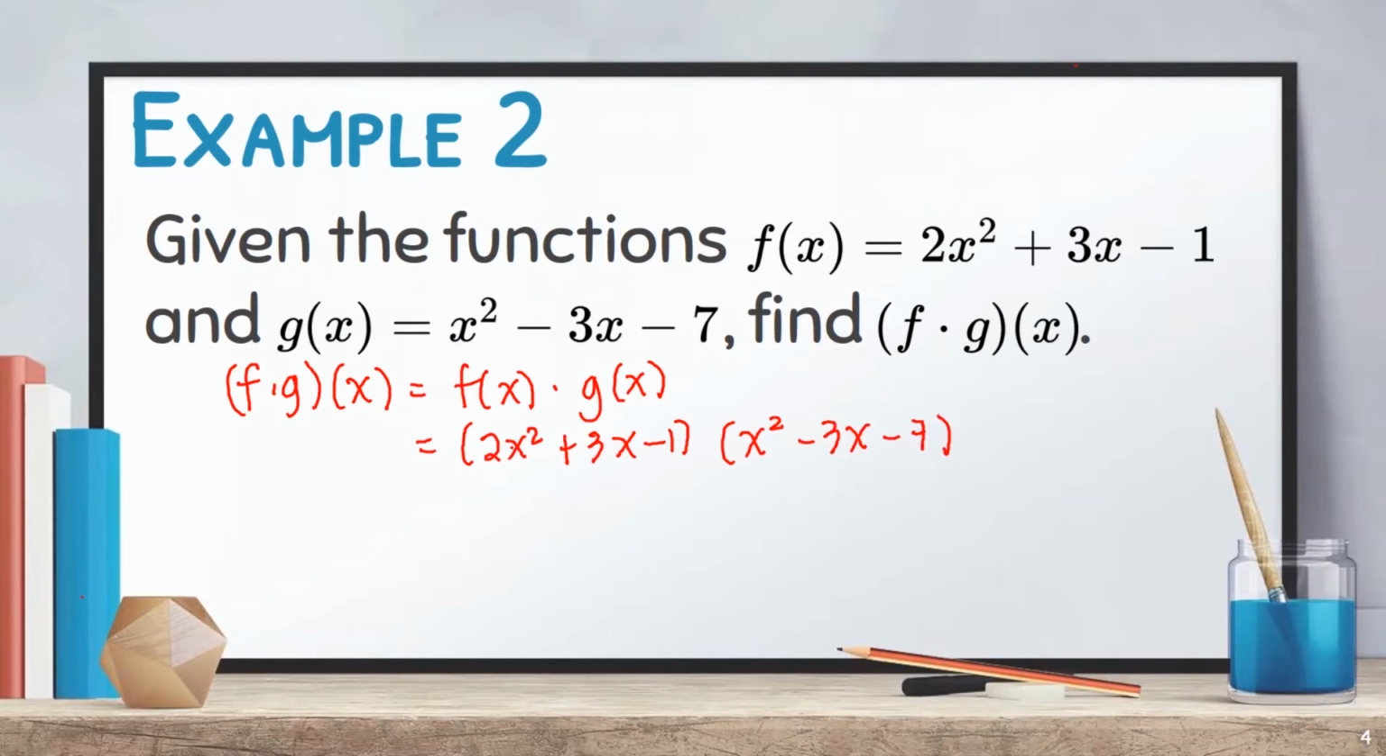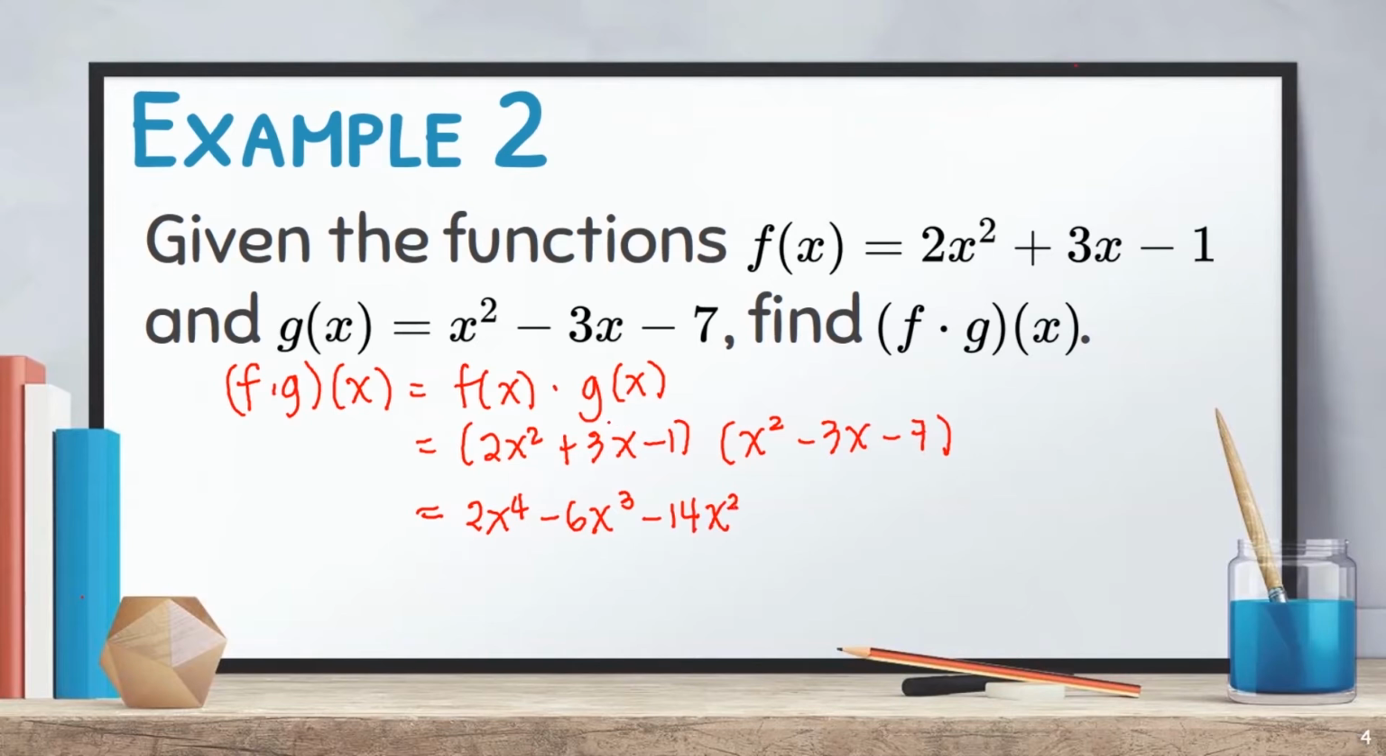In multiplying two trinomials, we can do the horizontal method, wherein we multiply each term of the first function to the terms of the second function. So 2x squared times x squared is 2x raised to 4. 2x squared times negative 3x is negative 6x cubed. 2x squared times negative 7 is negative 14x squared.